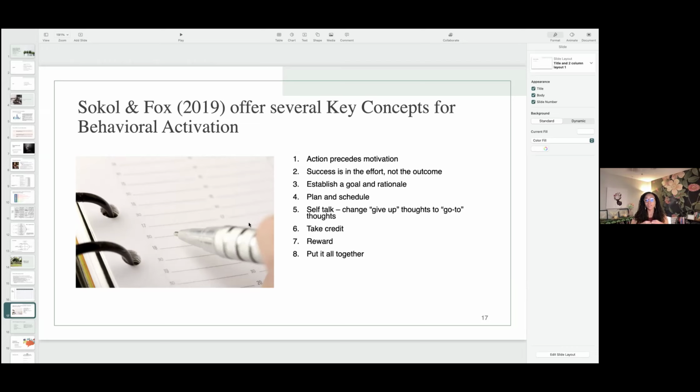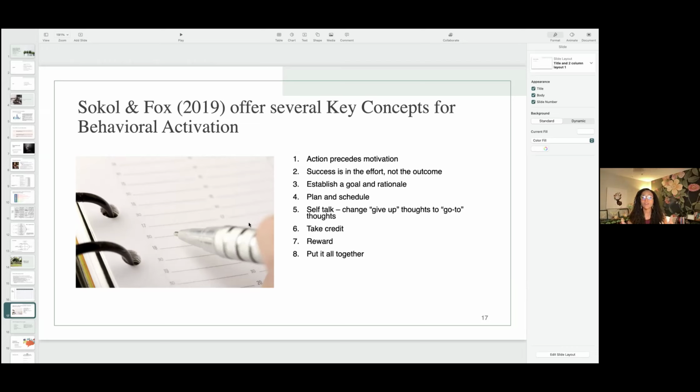Self-talk. We're going to talk about changing give up thoughts to go-to thoughts in just a moment. But self-talk is really important because you can do all of 1 through 4, but then if a person says, oh, but I can't do it, or oh, I'll do it later, or oh, what's the point? Then unless we have a way of tackling and challenging those thoughts, that person might not do any of the things that you have planned.